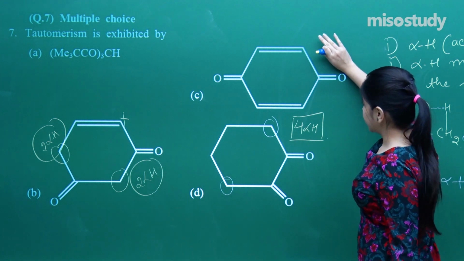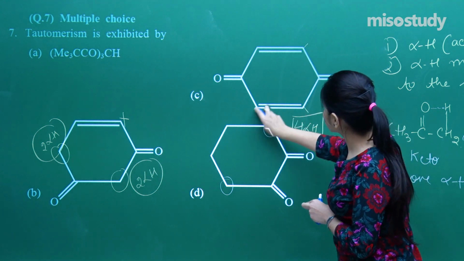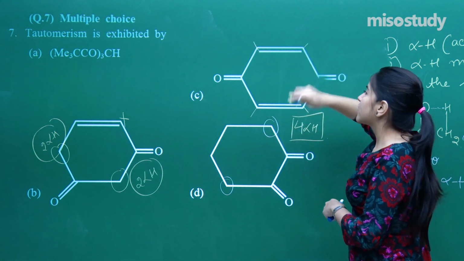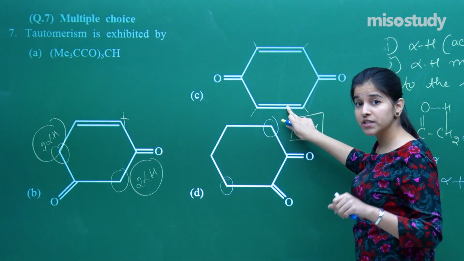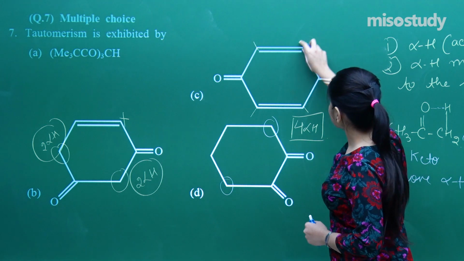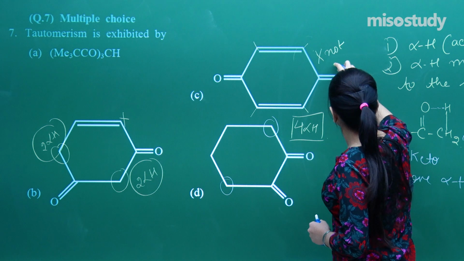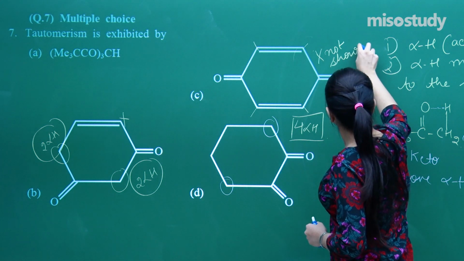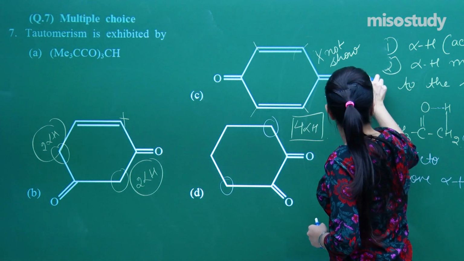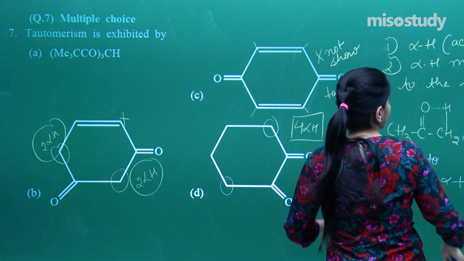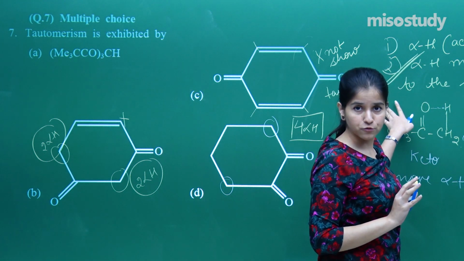If I come on to C, what do you observe? I have got alpha hydrogens, yes, but all the alpha hydrogens are again connected via double bonds, connected with unsaturated carbons, making this structure very unstable, not showing tautomerism. It will not show tautomerism, because the second condition for tautomerism that we have discussed is not fulfilled by this compound.